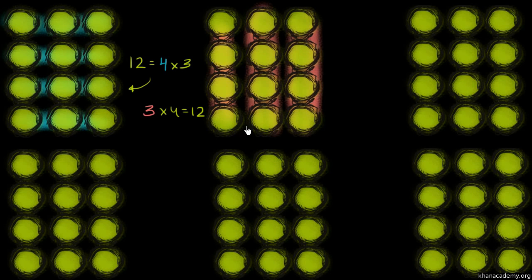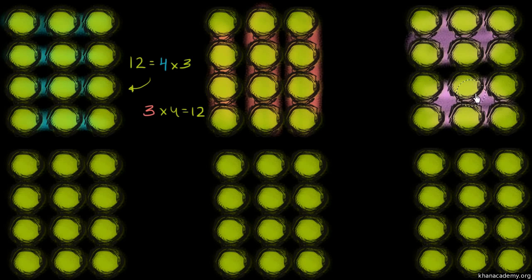We could also view 12 as 2 groups of 6. Let's look at that. So this is one group of 6 right over here. So that's one group of 6. That's another group of 6. So once again, we could view this as 2 times 6. 2 times 6 will also get us to 12. Well, what about viewing it as 6 groups of 2? Well, we can draw that out too.